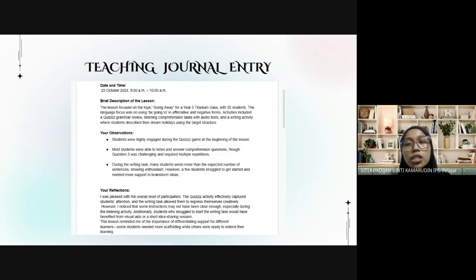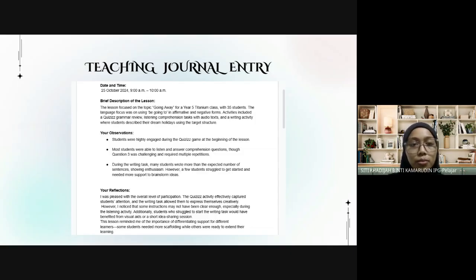However, I noticed some instructions may be lacking here and there, a bit ambiguous, not clear, especially during the listening activity. And then students who struggle to start the writing task would have benefited from visual aids or a short idea sharing session. And then this is what I reflect. Lesson reminded me of the importance of differentiating support for different types of learners, and some students needed more scaffolding than others. So different types of cognitive levels, something like that.